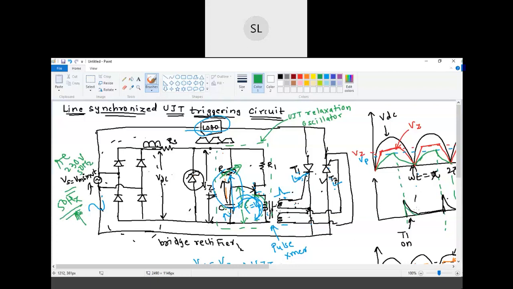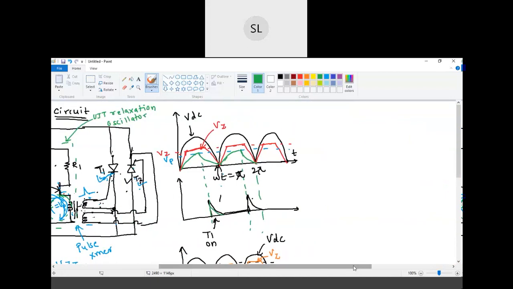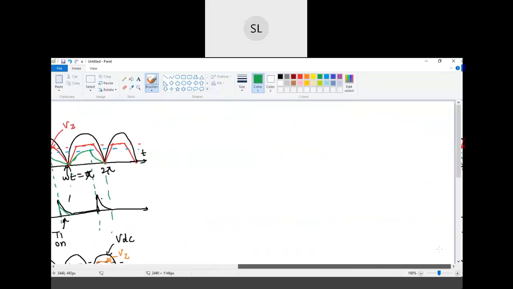Okay, so the next circuit is similar to this one. A slight modification will be there, that is in the ramp and pedestal circuit. Okay, so I will draw the circuit here itself.